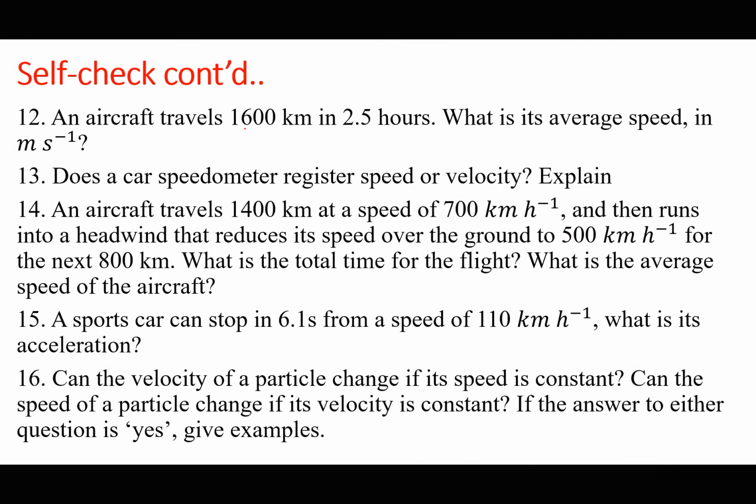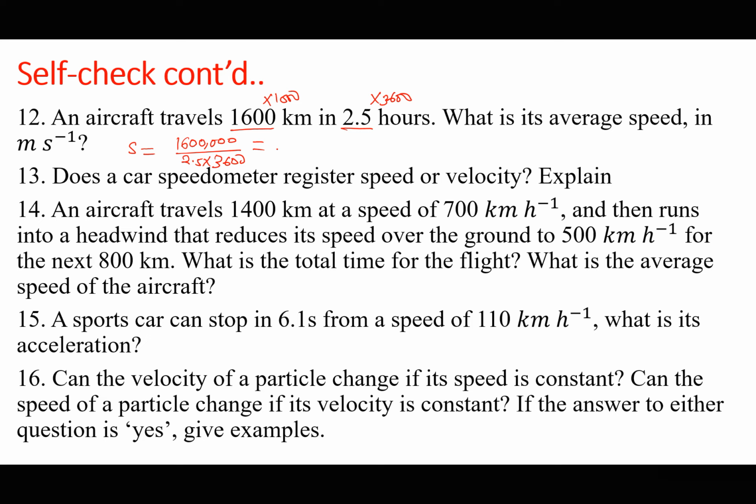An aircraft travels 1,600 kilometers in 2.5 hours. What is its average speed in meters per second? So you just change the time to seconds, this would be times 3,600. This one to meters would be times 1,000. So the speed is going to be 1,600 times 1,000 divided by the time, which is 2.5 times 3,600. That is distance over time.